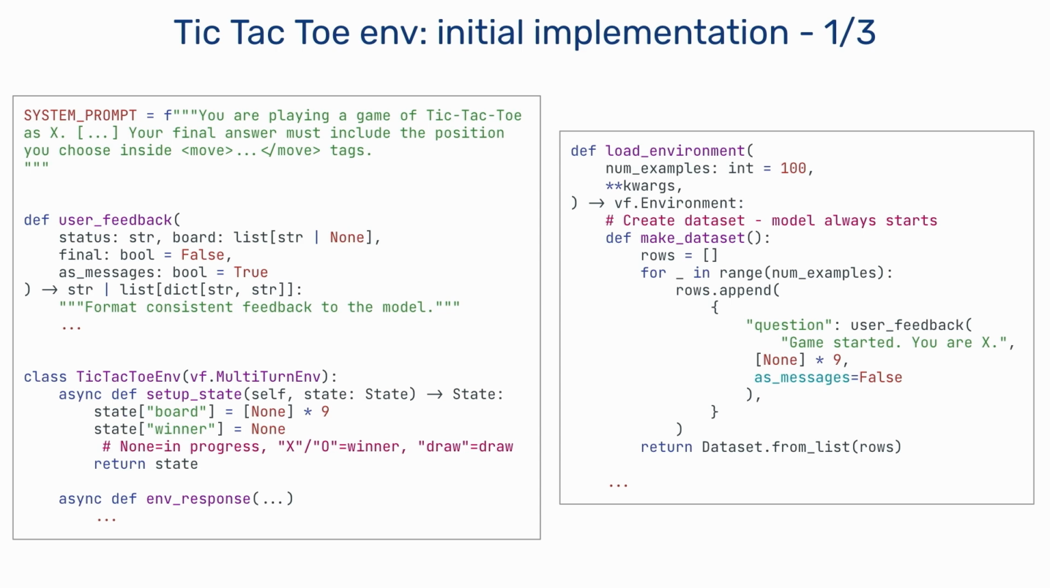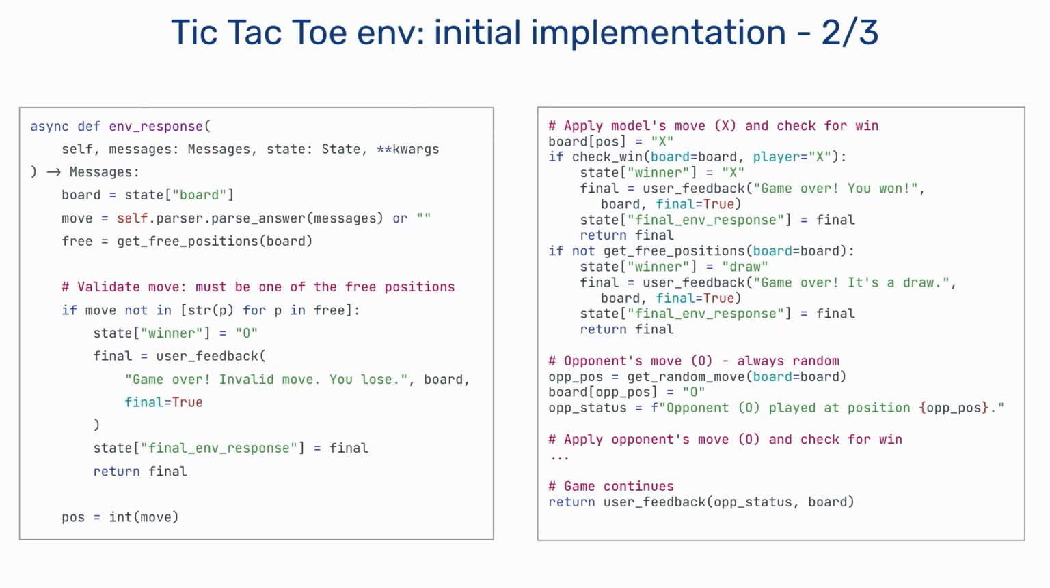And here it's also interesting to see setup state. Here we define the initial state with an empty board and winner set to none. And then this state is updated over the rollouts. But then in env response, we have the actual game engine.